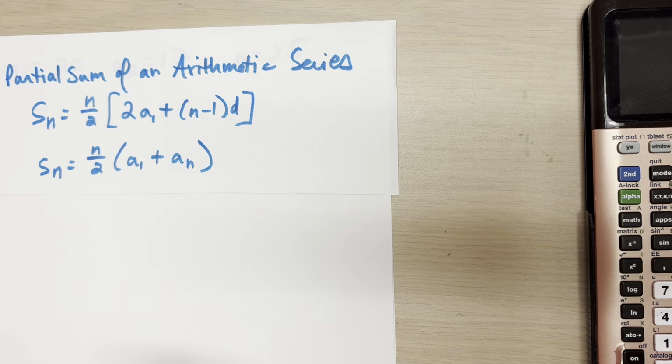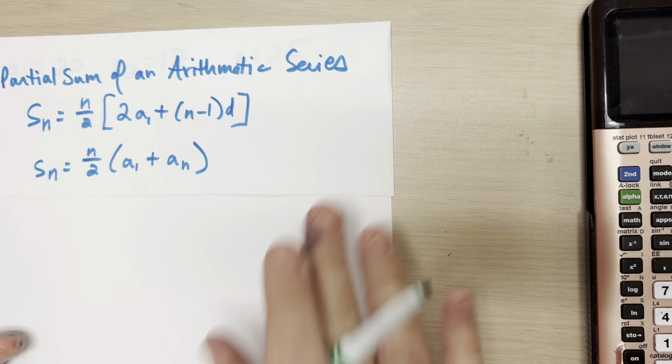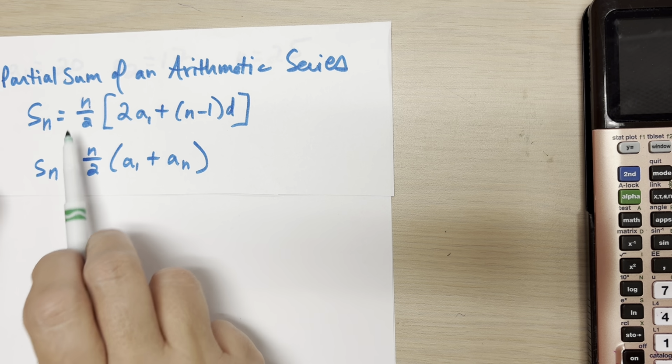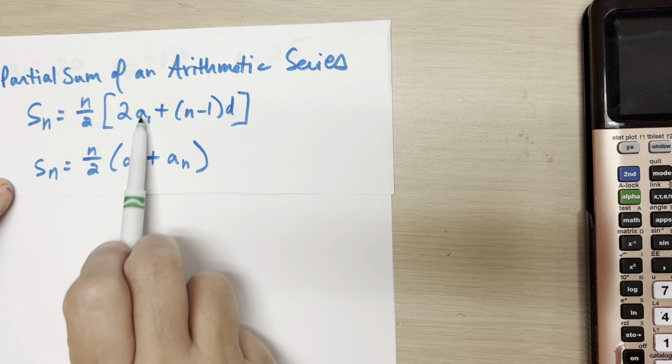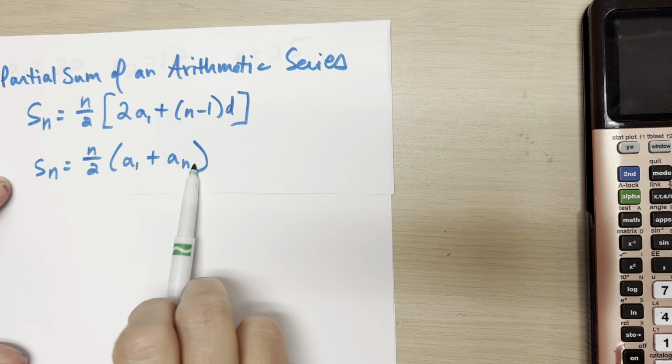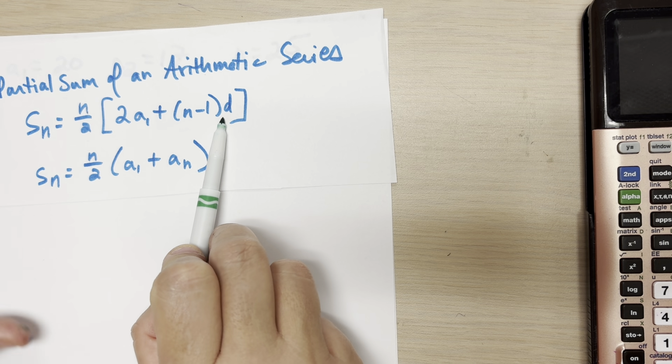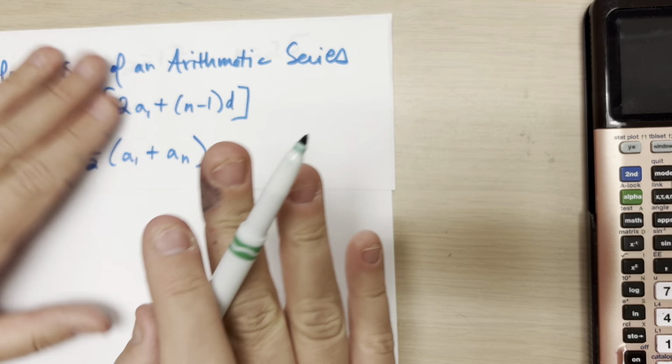Next, we're going to talk about the partial sum of an arithmetic series. There's two formulas you can use based on what you have. N is going to be the number of terms. A sub 1 is still the first term. A sub n is going to be the value of the nth term depending on what you have. And then obviously D is still going to be your common difference.